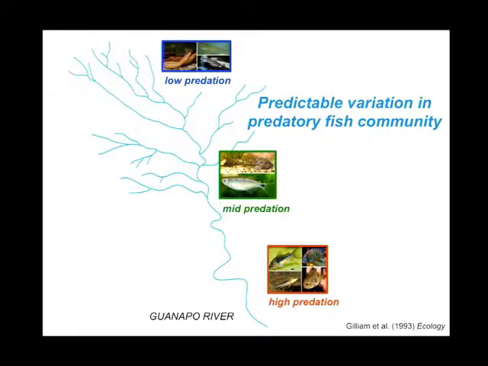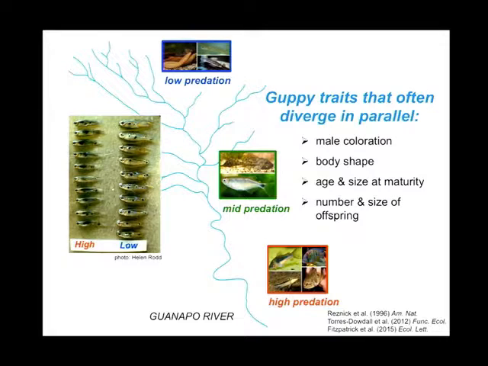And then guppies are found throughout these environments, and they've been found to evolve in really remarkably similar ways to variation in that predation community in independent replicated drainages, even when the predator communities are different. So the north and south slope have different sets of predators, but the guppy phenotypes are predictable in spite of that difference in the actual fish themselves.